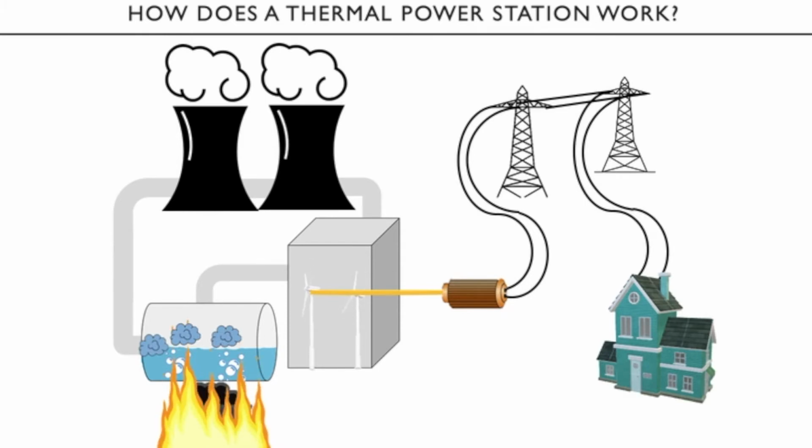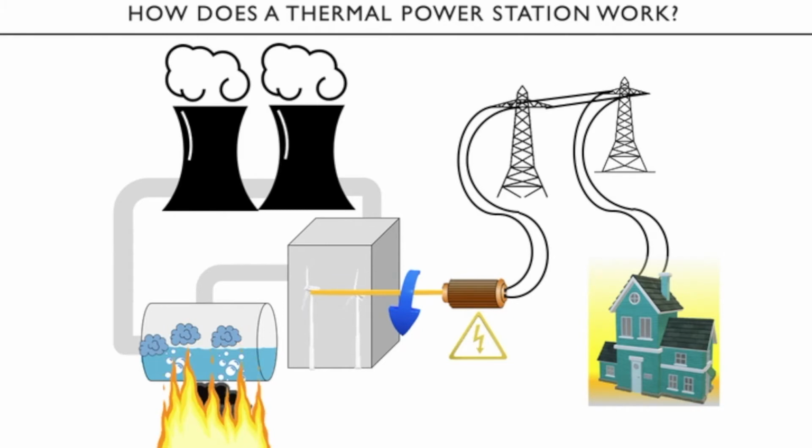So the turbines are turning, and they will turn a generator. A generator is something that uses the kinetic energy and turns it into an electrostatic store of energy. So that will make electricity, and then that electricity will go through the national grid until it gets to our homes and our businesses. And so that's how a thermal power station will work.